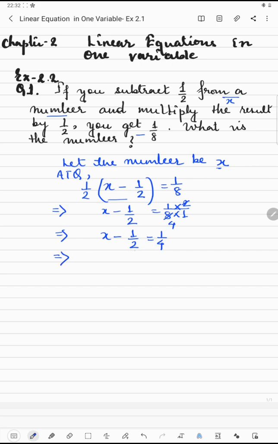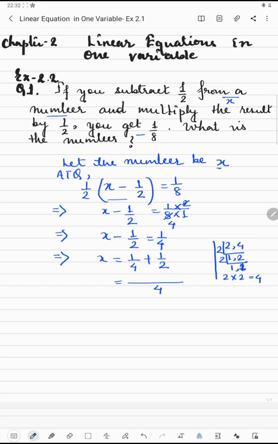Now we will transport 1 by 2 to the other side, and since this has a negative sign, after transporting it, it will be positive. So 1 by 4 we will write first because this is on the right hand side. Now we will put 1 by 2. Now we will find the LCM of 2 and 4. LCM of 2 and 4: 2 ones are 2, 2 twos are 4. 4 is the LCM, so we will write 4.